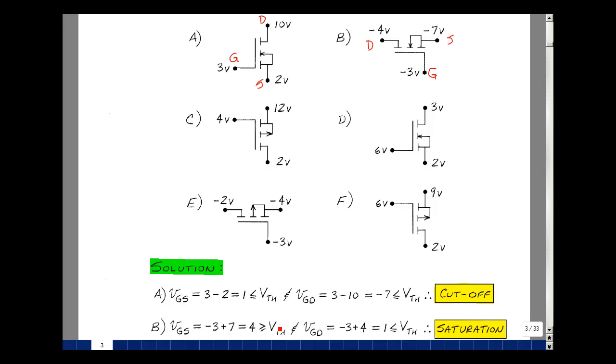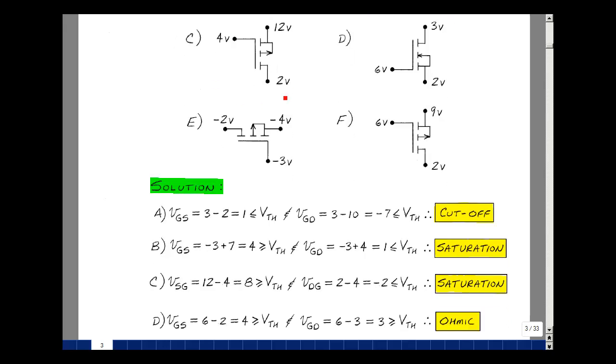And then the gate to drain is minus 3 minus a minus 4, and that's plus 1. And 1 is less than 2. That's less than or equal to threshold. So here we have the gate to source greater than threshold, the gate to drain less than threshold. That's our definition for saturation or current saturation.